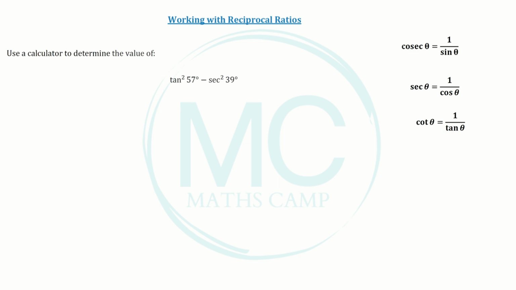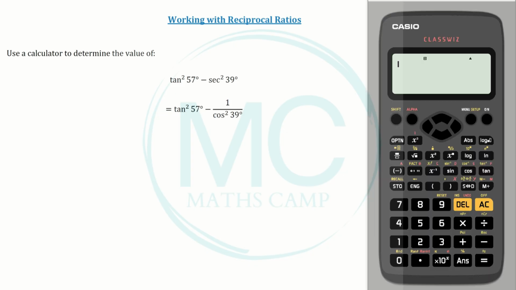Use a calculator to determine the value of tan squared 57 degrees minus sec squared 39 degrees. Tan is an original ratio, so let's start by writing down tan squared 57 degrees minus, but sec is a reciprocal ratio, so we need to turn this back into cos. So instead of sec squared 39 degrees, we say 1 over cos squared 39 degrees. And now we can use our calculators.